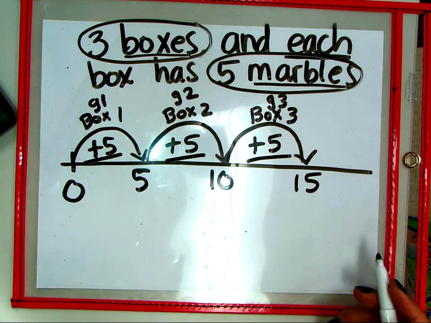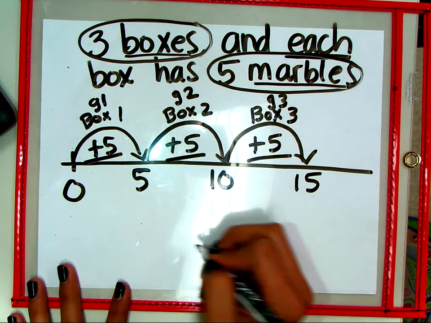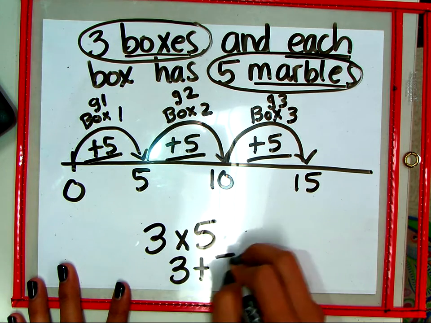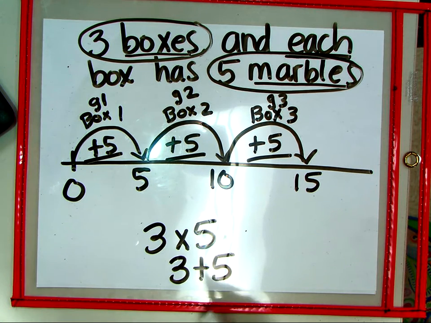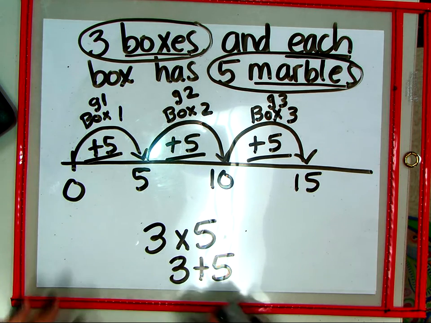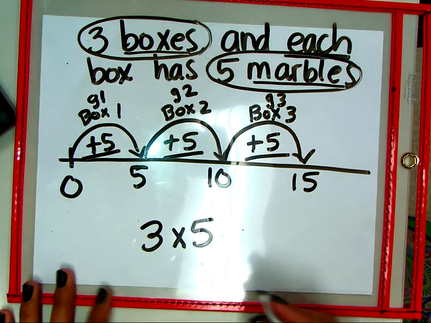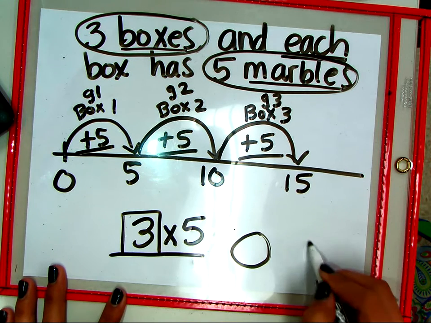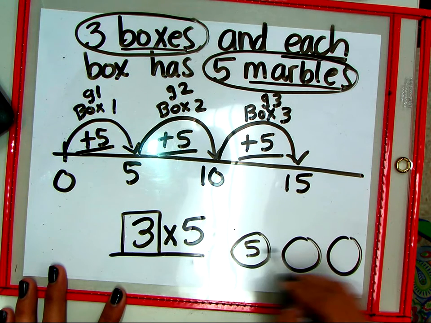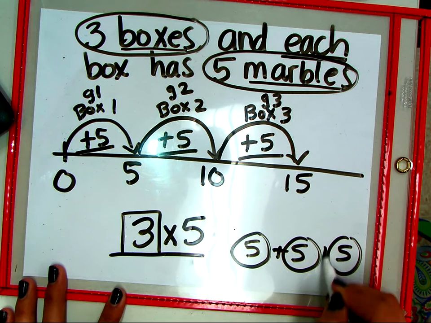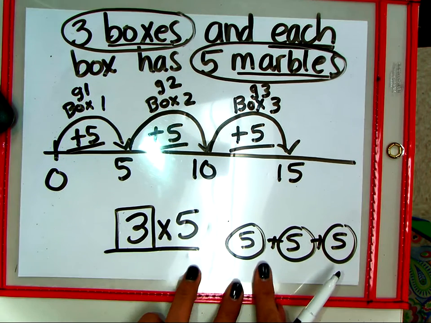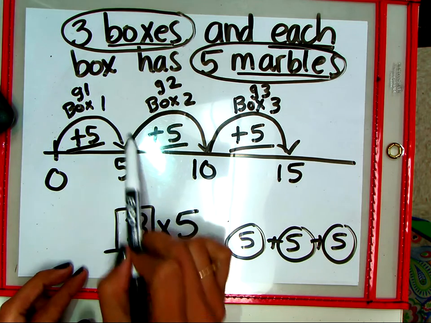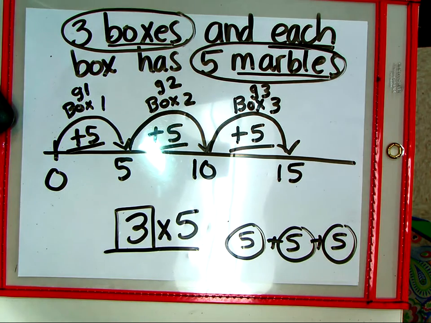A very common mistake is that students think the repeated addition for 3 times 5 would be 3 plus 5, which doesn't make sense in this case. I would not add 3 boxes plus 5 marbles. If I want to look at repeated addition, I know that I'm going to have 3 groups, and I'm just putting 5 in each group. This looks very similar to the picture that I did a few minutes ago, and it looks exactly like my open number line, 5 plus 5 plus 5.